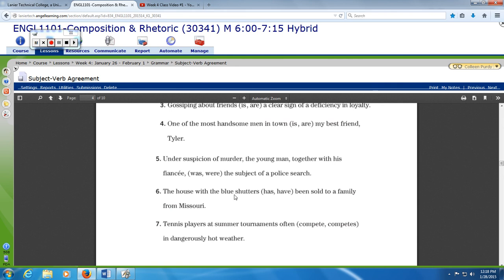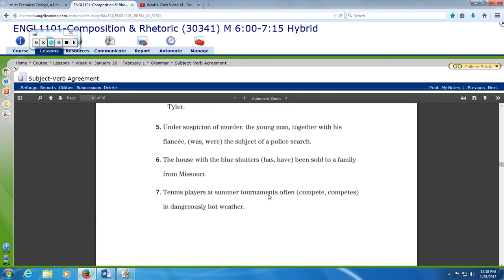The house with the blue shutters, prepositional phrase. To a family from Missouri, all prepositional phrases. So, the house has been sold. House is singular. Has is singular verb. At summer tournaments is a prepositional phrase. In dangerously hot weather, prepositional phrase. So your subject is players compete. Okay? Players is plural. Compete is your plural verb.